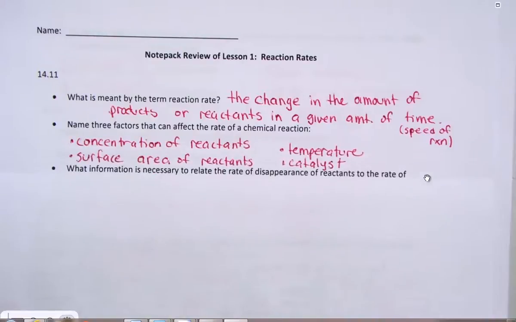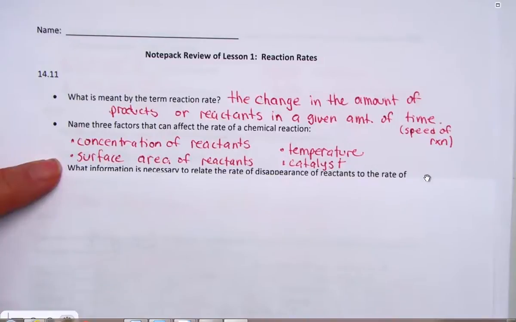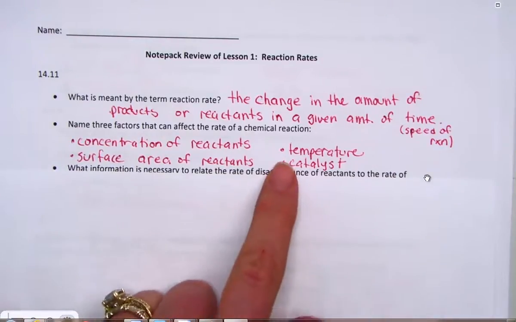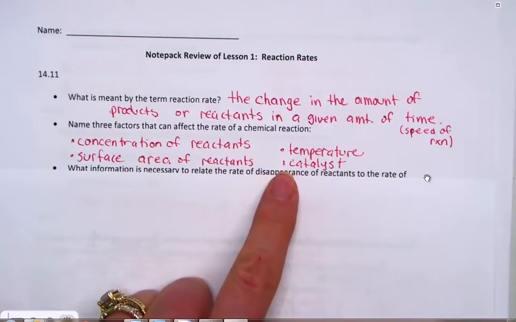Your next question, we're checking concentration of reactants, surface area of reactants, temperature, and a catalyst were all possible correct answers for factors that affect reaction rate. We increase the speed of a reaction by increasing the concentration. We increase the reaction rate by increasing surface area. And the reaction rate also increases by warming the temperature. And the presence of a catalyst will speed up the rate of a chemical reaction.